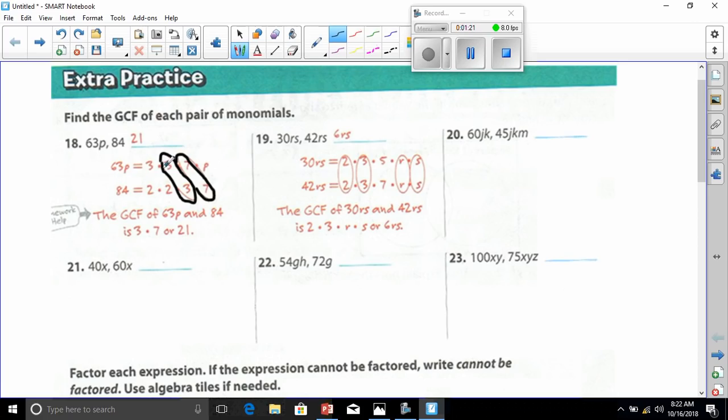84 doesn't have p, so it's not factored in. These numbers then are not factored. So now I can take 3 times 7, and that makes 21. So my greatest common factor for 63 and 84 is 21.